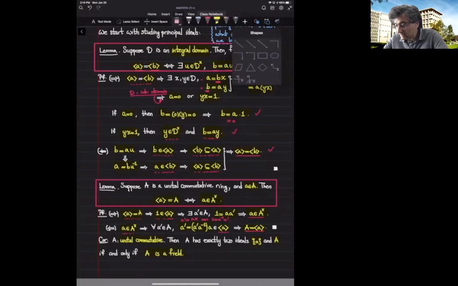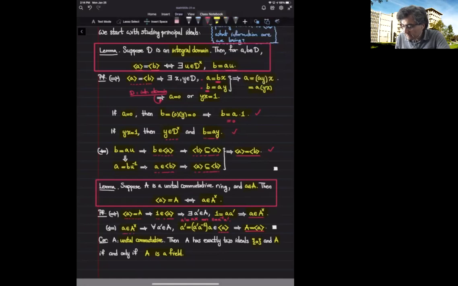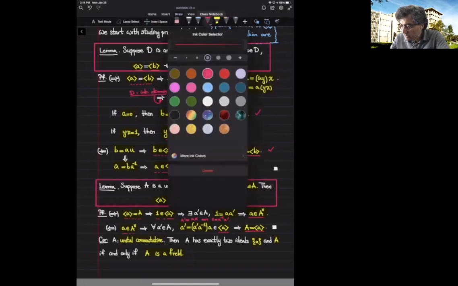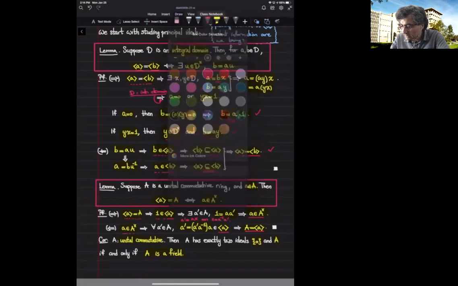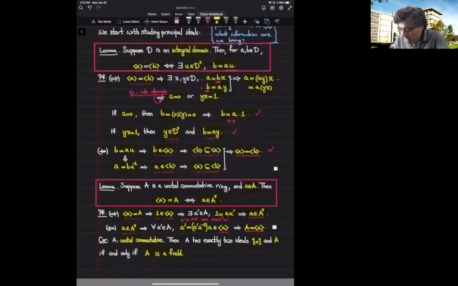So the next statement says that a unital commutative ring is a field precisely when it has exactly two ideals, one of them zero and the other one the entire ring. And exactly two means that we are also demanding that these two ideals should be different from each other. I should not have the trivial ring. So if A has exactly two ideals, and this is the unital commutative case, then it is a field.